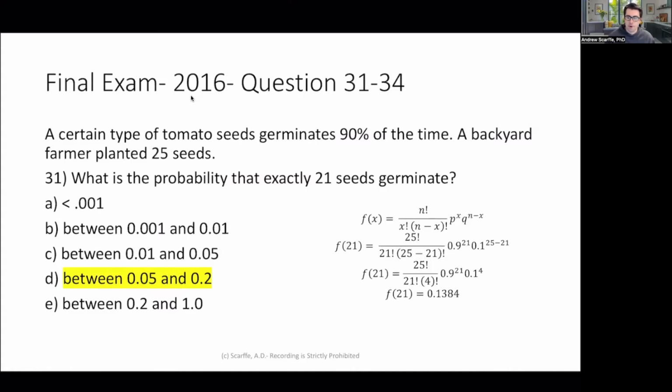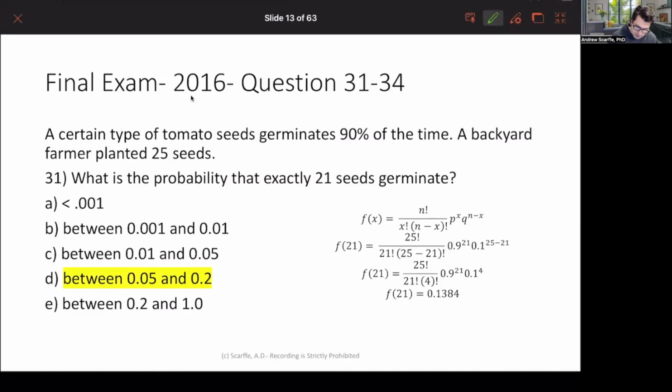So we remember our binomial distribution. Our function of x, you may see this written other ways, as the probability that X is equal to x, and so on. The function of x is still the same thing. F of 21 is equal to n factorial, where n is our sample size, so 25, divided by x factorial. That's our number of successes.